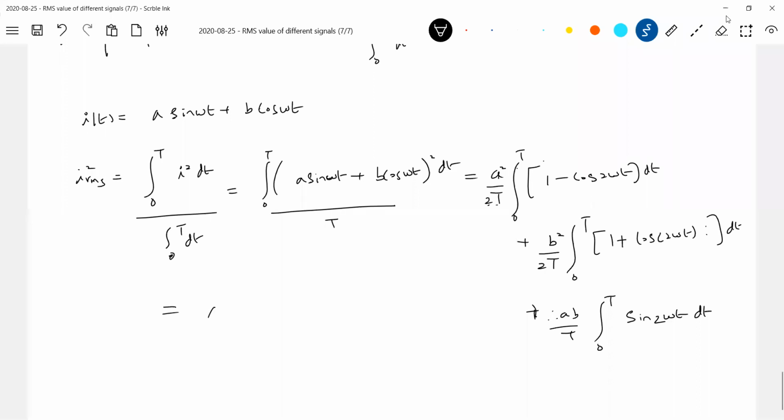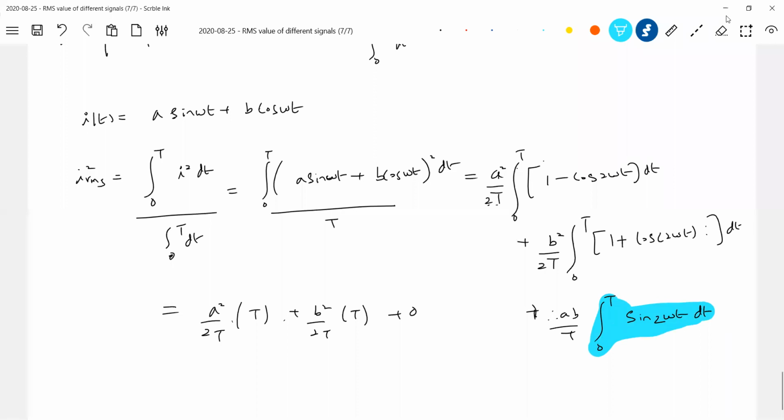So we'll end up with this, a square by 2T, here will be T. Sir, a square plus b square by 2. Okay, I'll write it. This will be T. B square by 2T, this is T. This will be 0. The next term will be 0. I'll shade it. The value of this integral is 0.